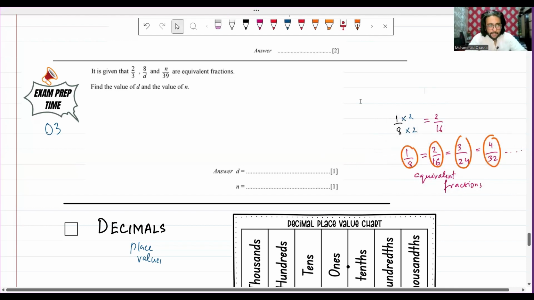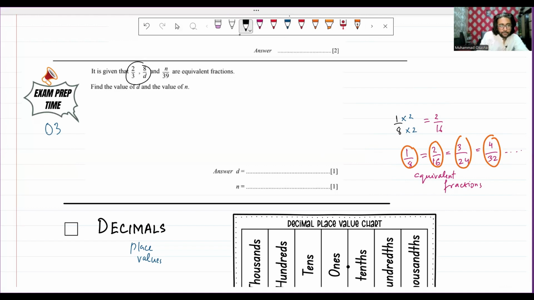Now, it is given that 2 divided by 3, 8 divided by d, and n divided by 39 are equivalent fractions. Let me pick up the first pair. So 2 divided by 3 is equal to 8 divided by d. What did you multiply on the top to get 8? I think you multiplied by 4 on top, so you would multiply by the same number at the bottom as well. So 2 times 4 is 8, 3 times 4 is 12. So if this is 8, d should be equal to 12.